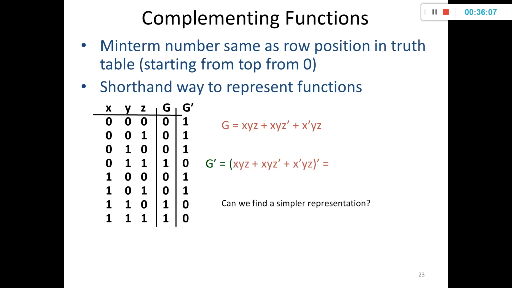Next, complementing functions. Here we have complementing functions. Wherever 0 was there for G, we have written 1, and wherever 1 was there, we have written 0. Can you find a simpler representation for this, students? I have told you what G is. Now you have to tell me what G bar is. Complement the expression, get the reduced expression, and then tell me.